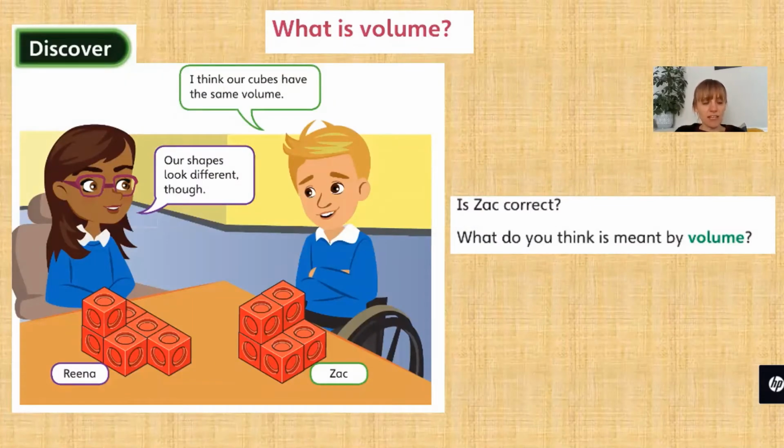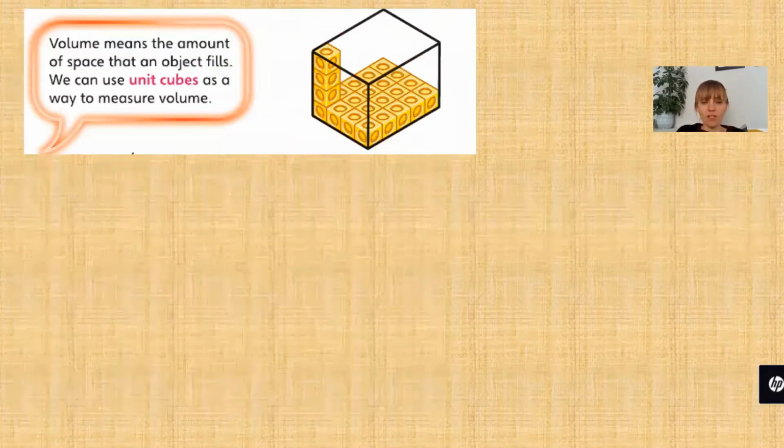We've got two children here, Zach and Rena, and they've been using some unit cubes to study volume. Now, Rena says, I think our shapes look different, but Zach thinks that our cubes have the same volume, and we're going to look at whether Zach is correct. So can they have the same volume even though the shapes look very different? So what do you think is meant by volume?